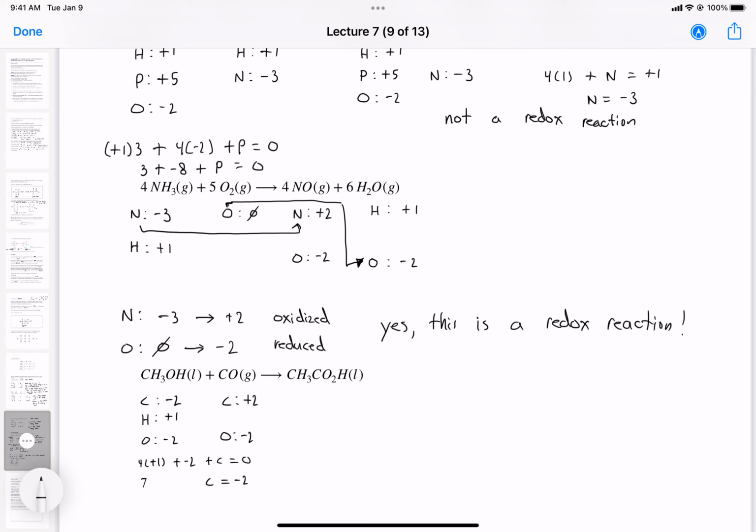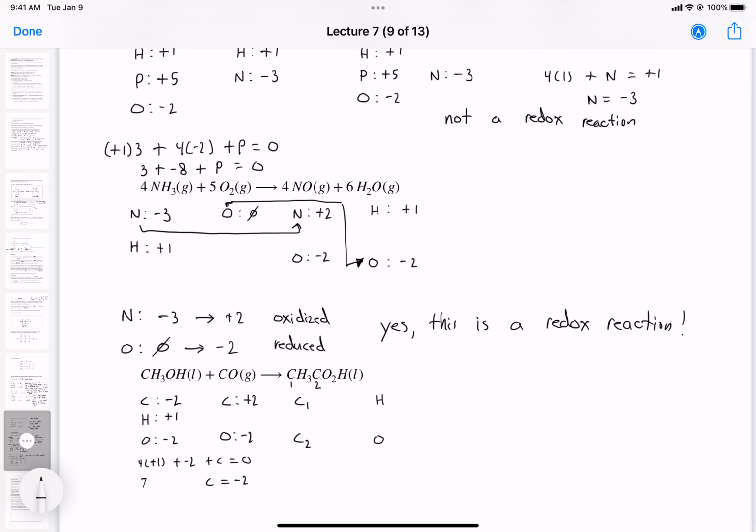Now this is acetic acid again. So remember acetic acid here. Now we have two different carbon atoms. So let's label this carbon 1. This will be carbon 1, this will be carbon 2. We have carbon 1, and then we also have carbon 2, and then we have hydrogen and oxygen.